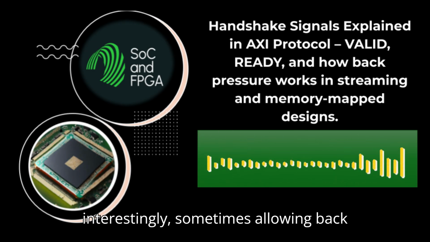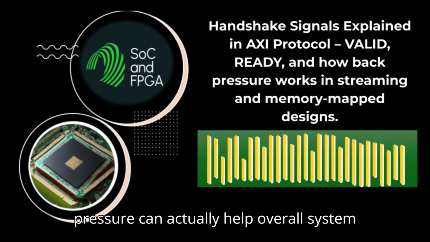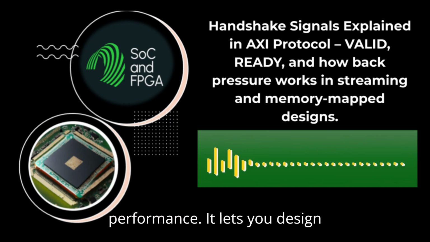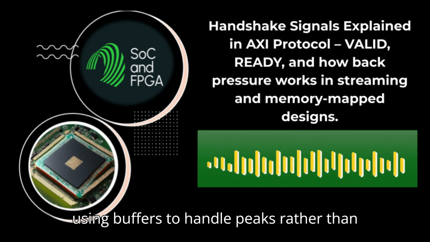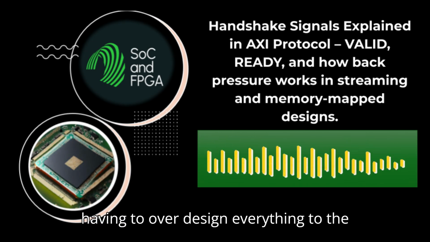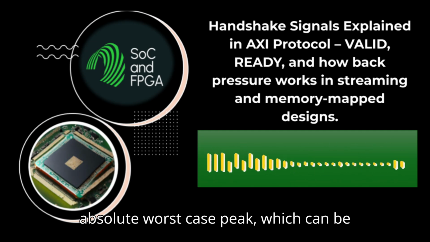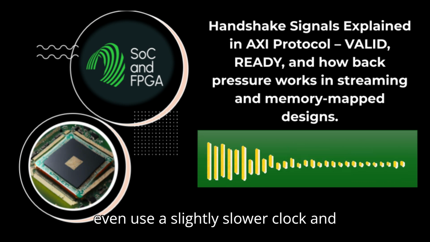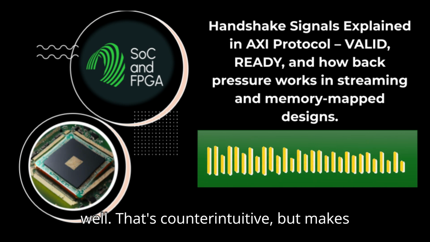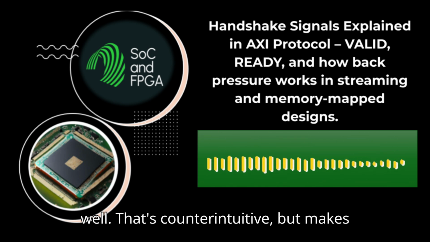But interestingly, sometimes allowing back pressure can actually help overall system performance. It lets you design components for their average data rate, using buffers to handle peaks rather than having to over-design everything for the absolute worst-case peak, which can be wasteful. Some studies show you might even use a slightly slower clock and maintain throughput by managing flow well. Huh. That's counterintuitive, but makes sense.